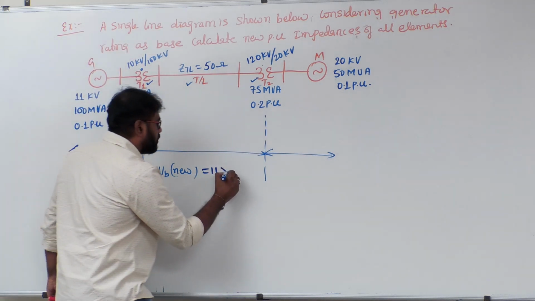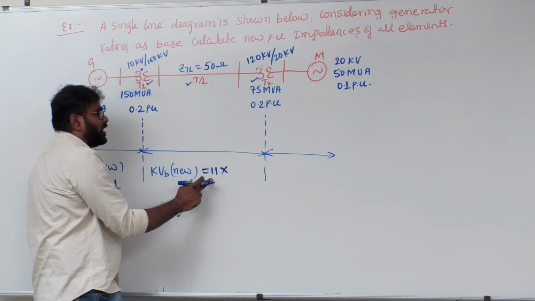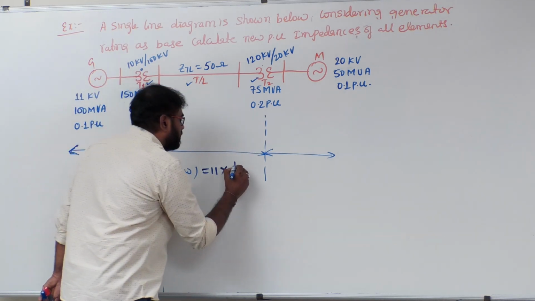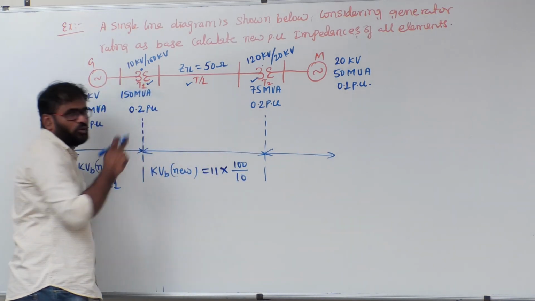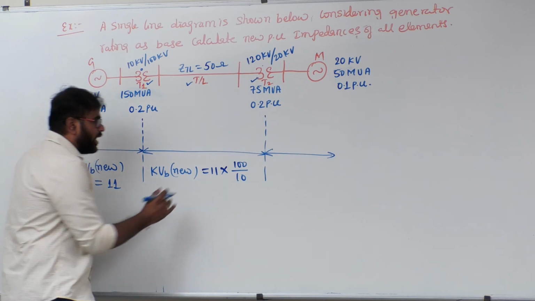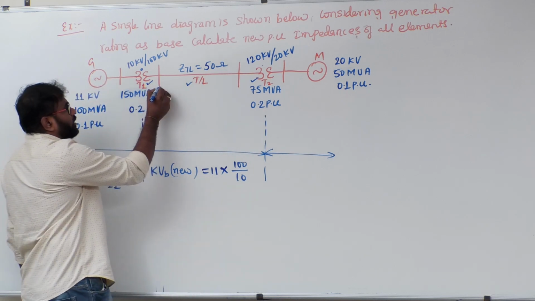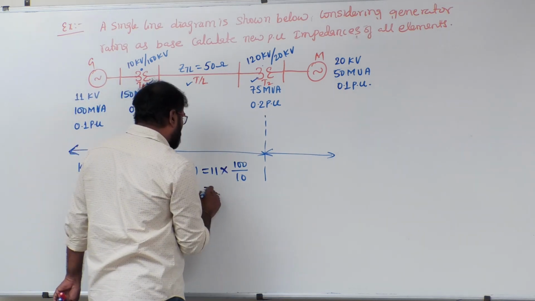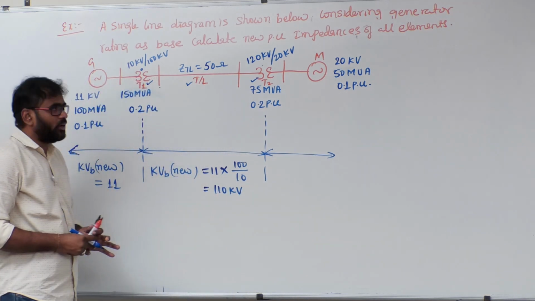So for that you need to use the line to line transformation ratio. If I give 10, I will get 100. If I give 11, how much will I get? For that, 100 by 10 is the line to line transformation ratio, because I am interested only in line voltages. Now 11 kV is the line voltage in the primary. What about the line voltage in the secondary? So what do I get now? 110 kV.